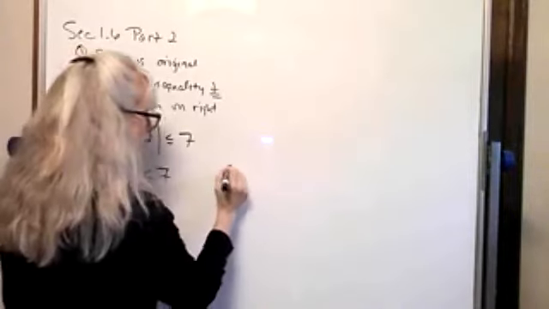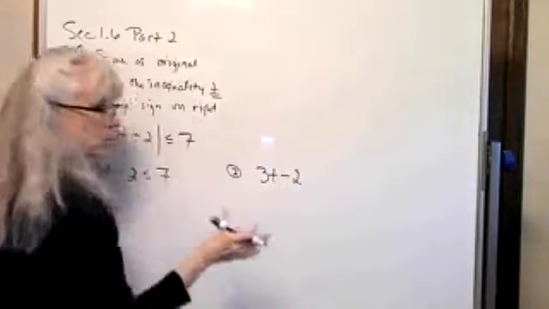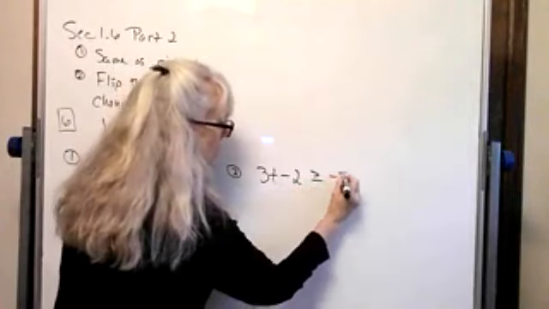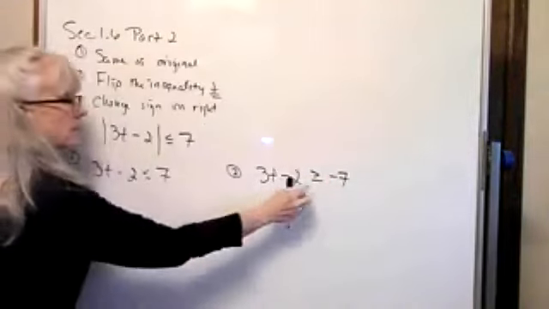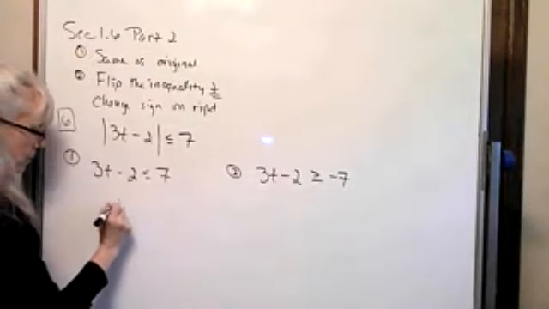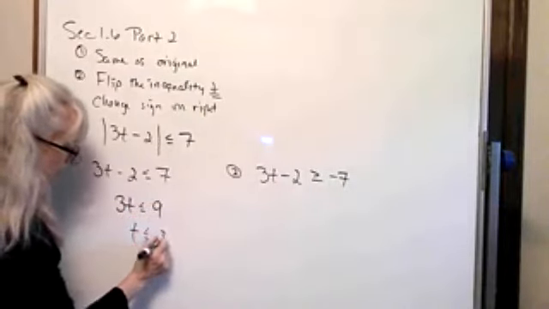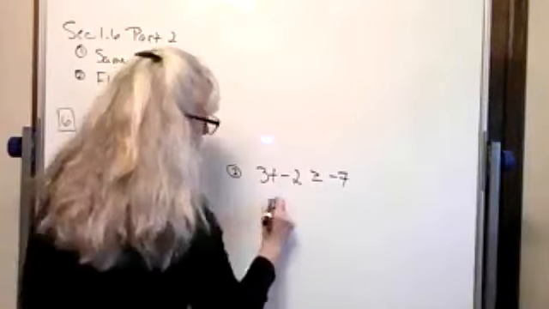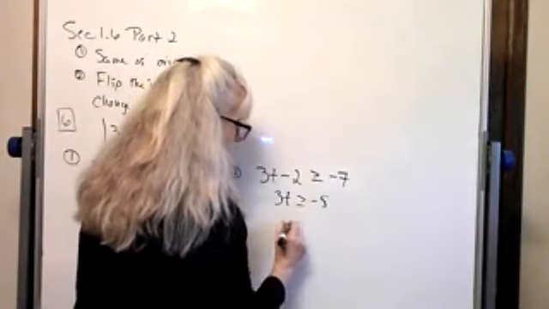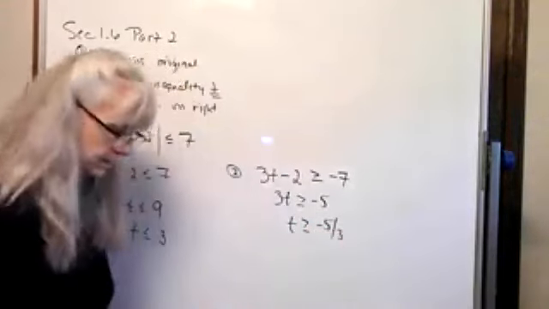The second statement is going to be, I'm sorry, it's going to be the 3t minus 2. We're dropping the absolute value. But now instead of less than, we're going to use a greater than or equal to, and we'll make it a negative 7. So we flip the inequality and change the sign on the right. Then we'll solve both of them. So 3t is going to be less than or equal to 9. t is less than or equal to 3. That worked out nicely. Over here, we're going to get 3t is greater than or equal to negative 5. So t is greater than or equal to negative 5 thirds. So not as nicely on that one.